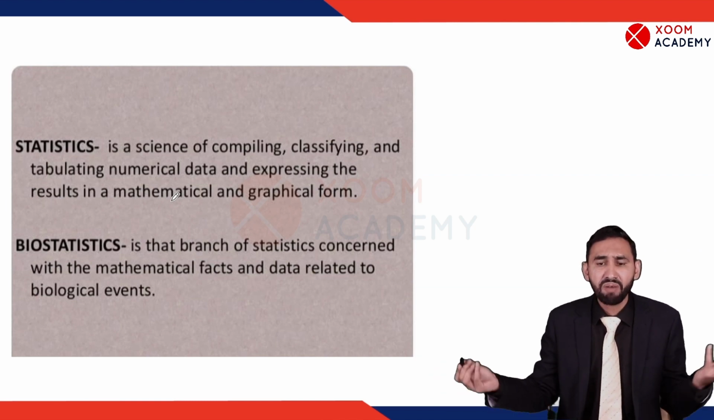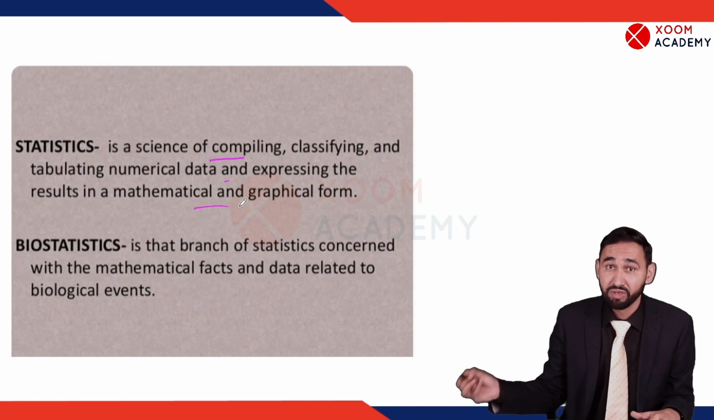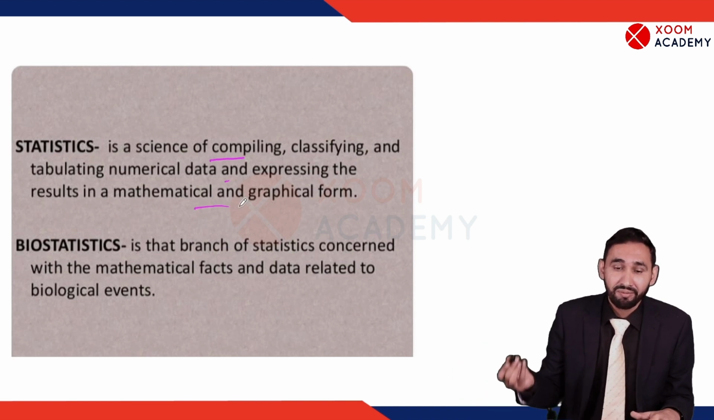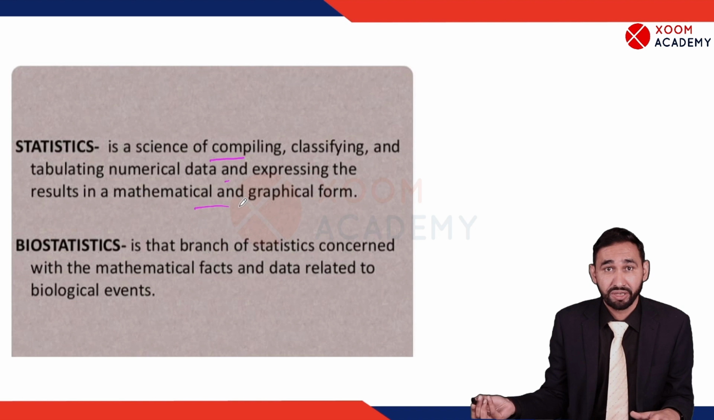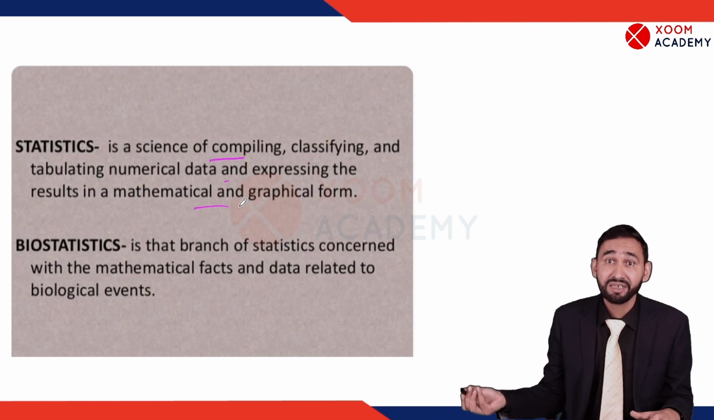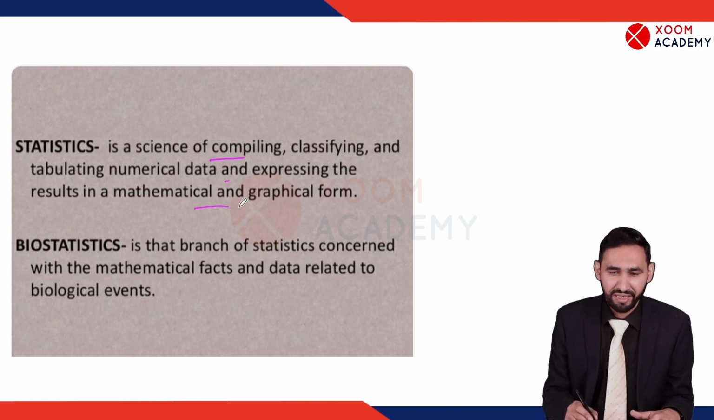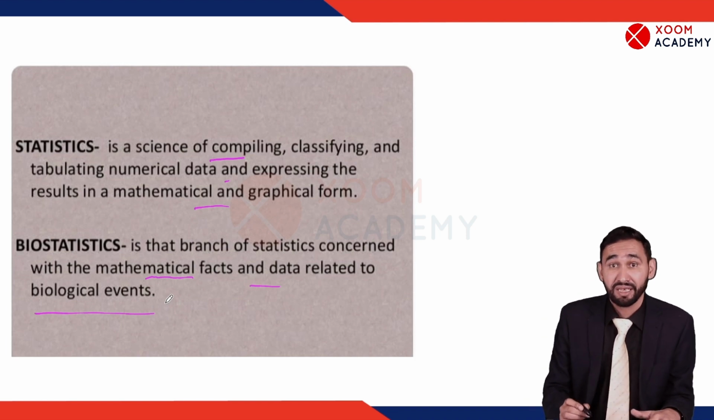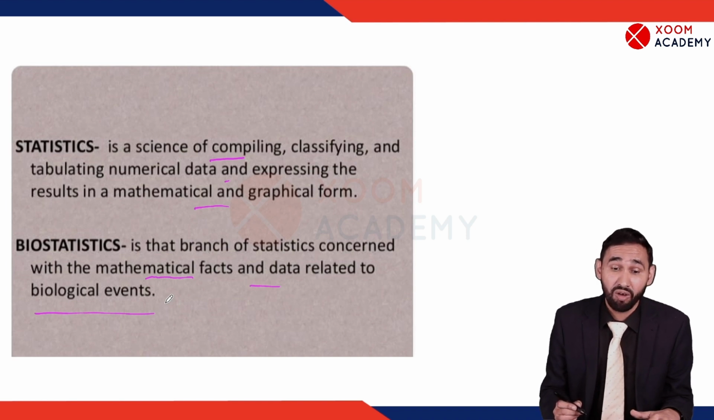Statistics is the science of compiling, classifying, and tabulating numerical data. Then we express the results in mathematical and graphical form. Results are expressed in tabulated form, in graphics, in charts. What is biostatistics? There are many definitions. We can say the science of collection, summarization, analysis, and interpretation of data related to health, related to human beings, is called biostatistics. Or we can say that it's a branch of statistics concerned with mathematical facts and data related to biological events, events that occur in human beings, like disease events. We need to collect data regarding disease so that we can control that problem.